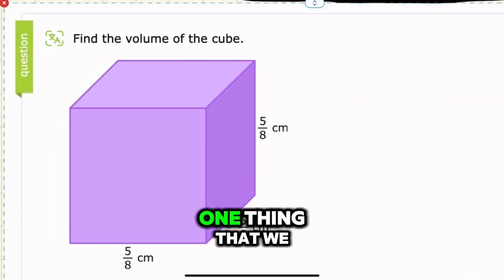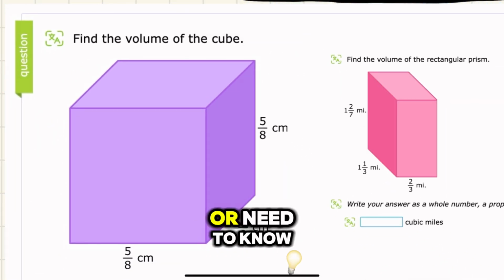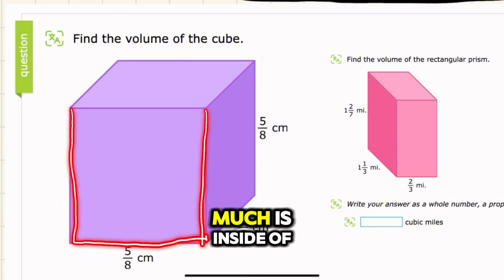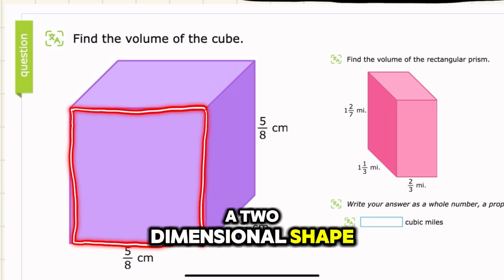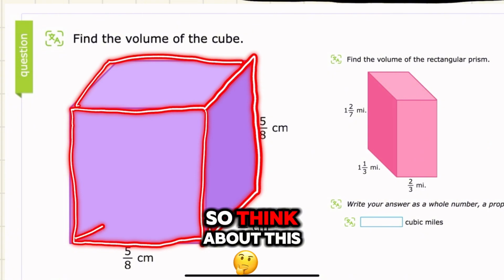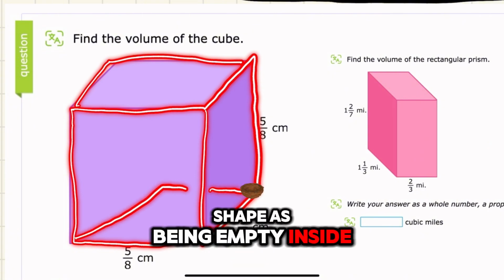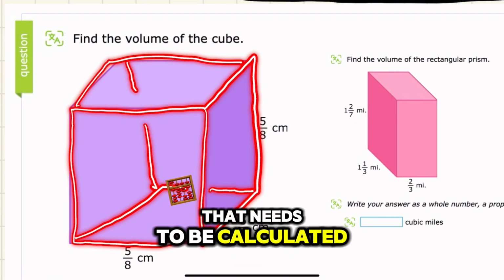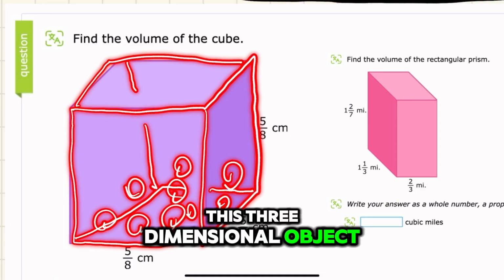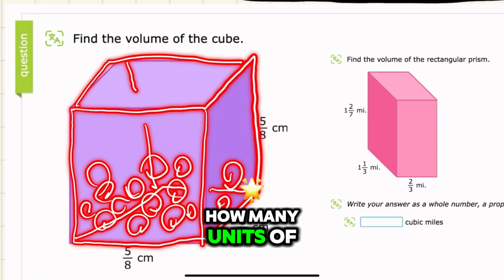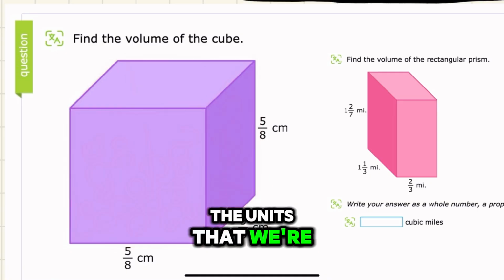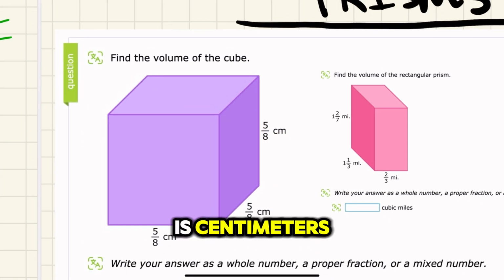And what is volume? One thing that we need to know is that volume is not like area. It's not measuring how much is inside of a two-dimensional shape, rather what can fit inside this three-dimensional shape. So think about this shape as being empty inside, and it has volume that needs to be calculated, meaning how much stuff could you put inside of this three-dimensional object? How many units of anything could you put inside? And that's what we're going to be calculating. The units that we're going to be calculating with is centimeters.